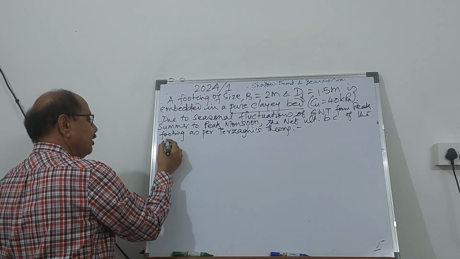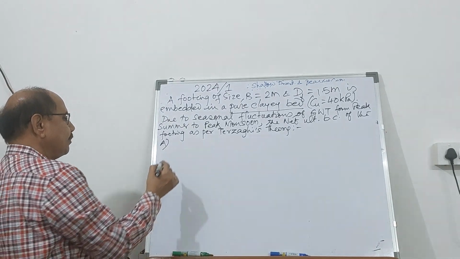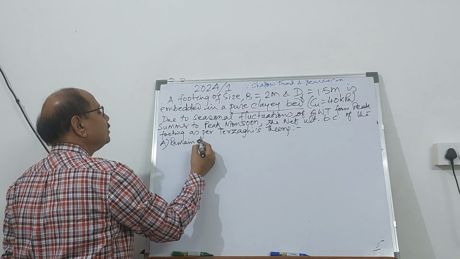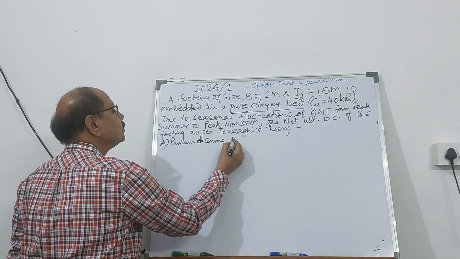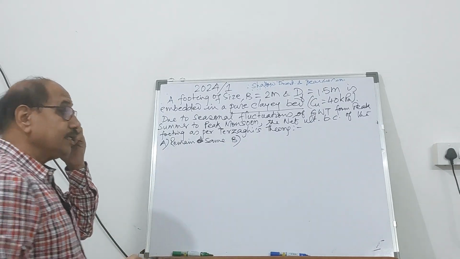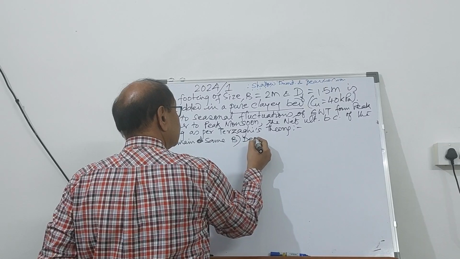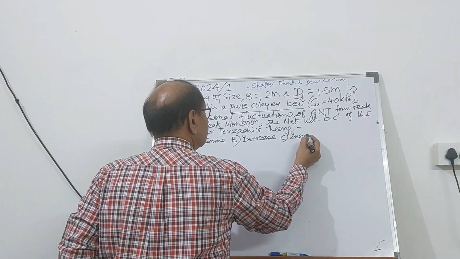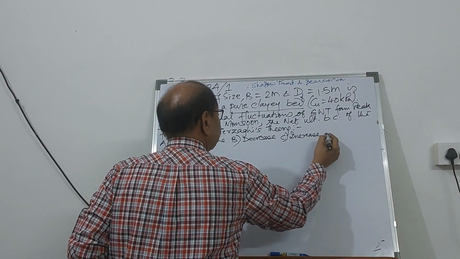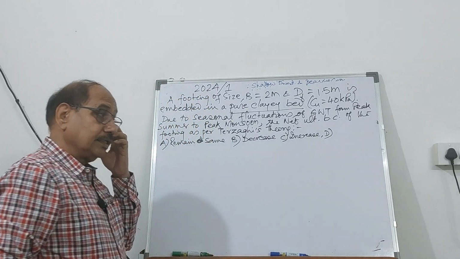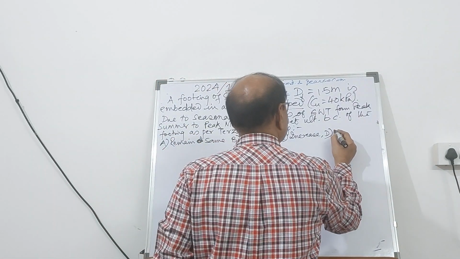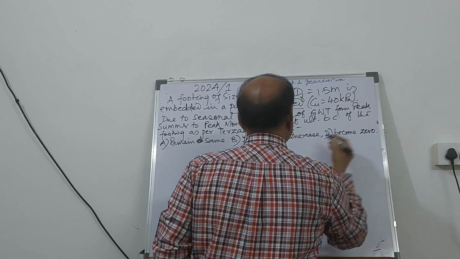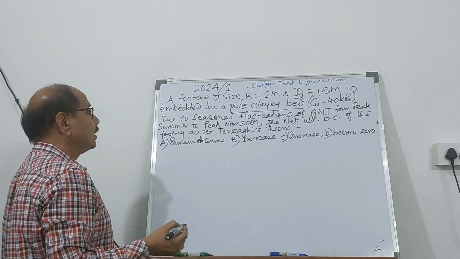is, the options have been given as remain same, that is no change. Then the next option is decrease, C increase, and the next is become zero. So these are the four options given over here.